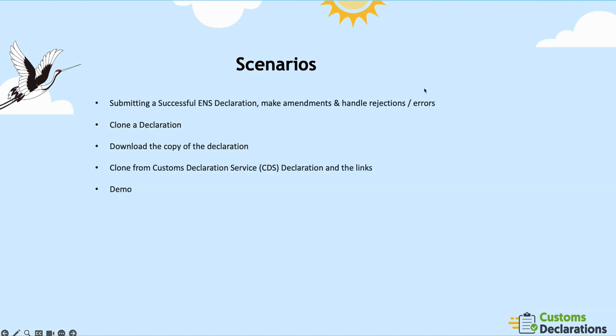The next step will be, once we have registered, and so we'll be covering the following scenarios in this tutorial: submitting a successful ENS declaration, making amendments, and handling rejections, errors, or other issues that come across. Then we'll be showing how to clone a declaration. It becomes a lot easier when you copy a declaration, when you have a similar declaration and you don't have to type everything again. Just simple copy, clone, change the required elements, check everything, and submit.